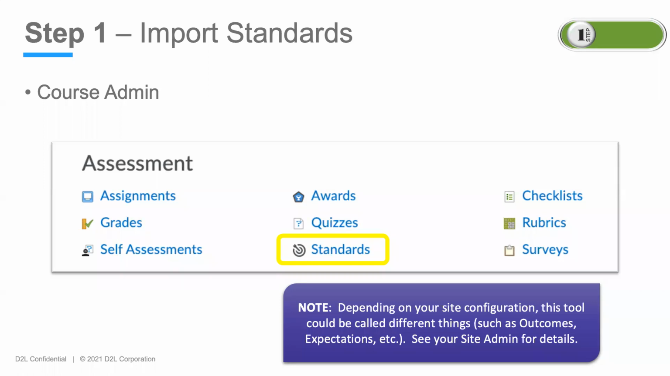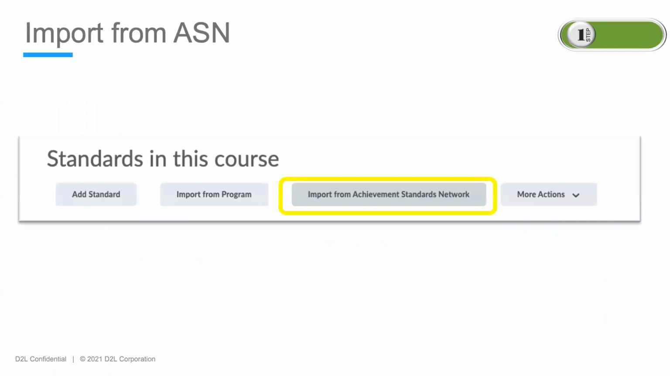But once you launch into this tool, then you'll see the standards in this course. This is a list of all the standards that have been added or imported or created into your course. If you don't have anything in here yet, you can import them from a couple of sources, or you can create them manually. The first one is to import from the Achievement Standards Network. That's what's highlighted here in yellow.